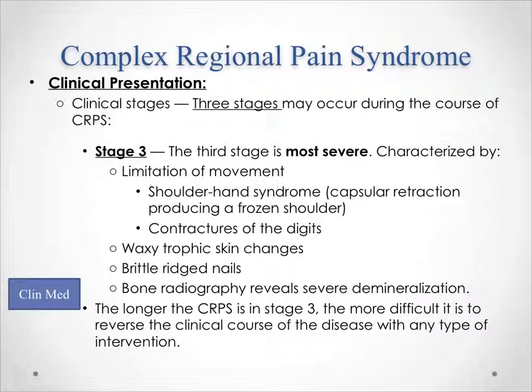It's important to know that the longer you stay in stage 3, the more difficult it is to try and bring you out of it and treat the condition. This is why identifying this syndrome as early as possible is important to begin the treatment to hopefully halt the process or keep it from going to this stage if at all possible.